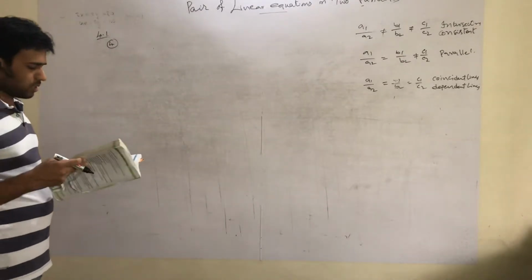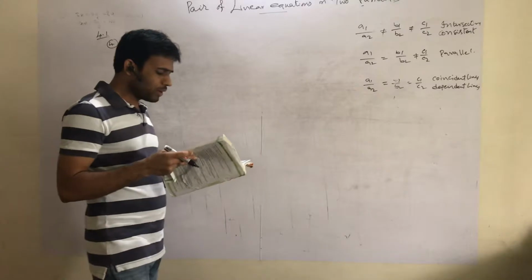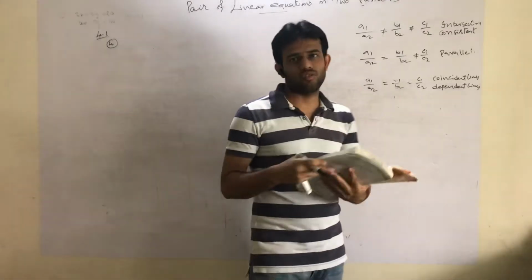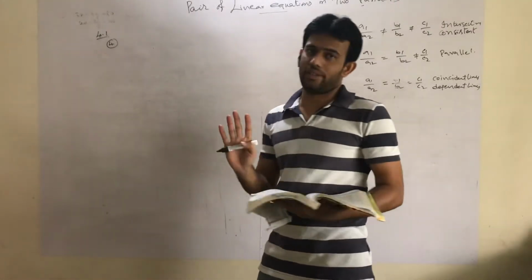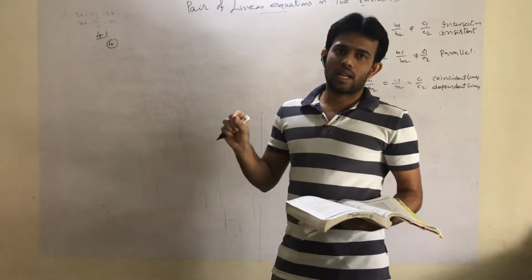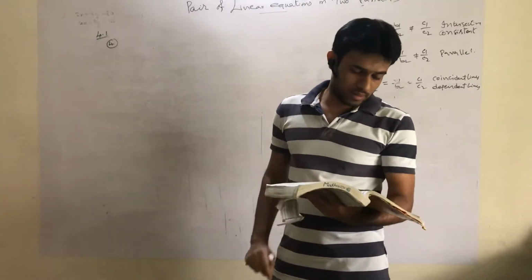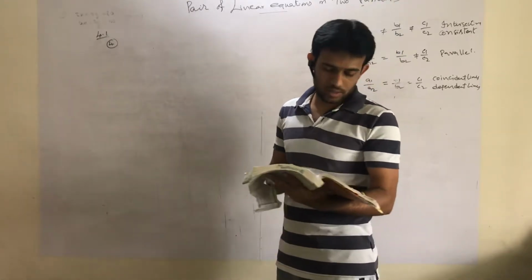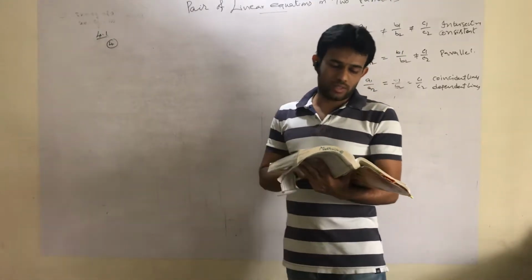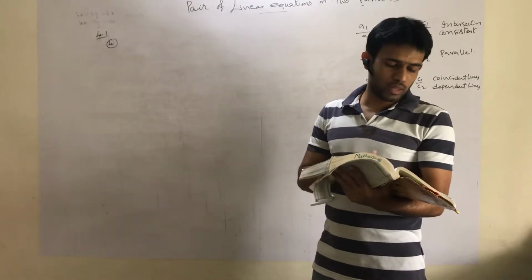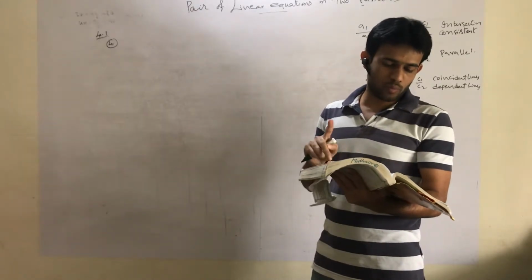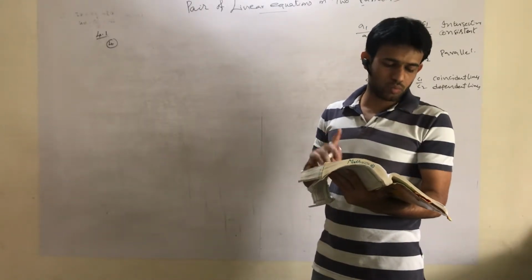So the fourth problem. 10 students of class 10 took part in a mathematics quiz. Okay, 10 students from class 10. So, there are 10 students in class 10 who took part in a mathematics quiz. If the number of girls is 4 more than the number of boys, then find the number of boys and the number of girls who took part in the quiz.